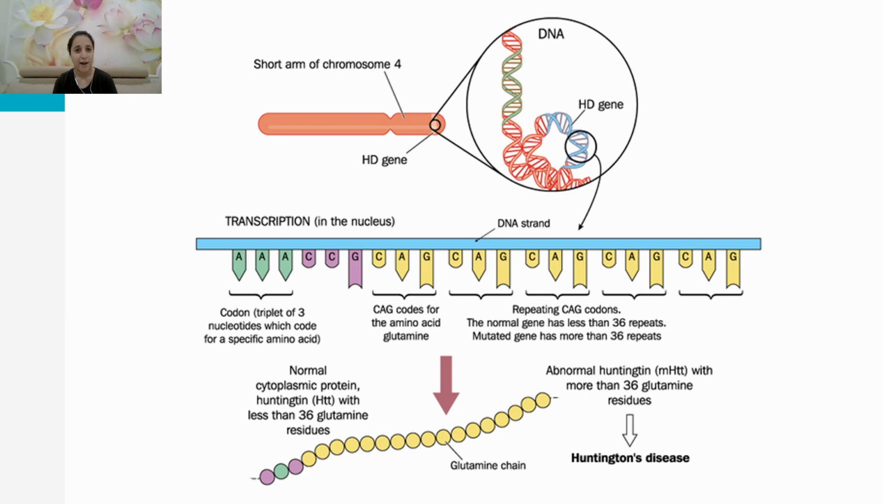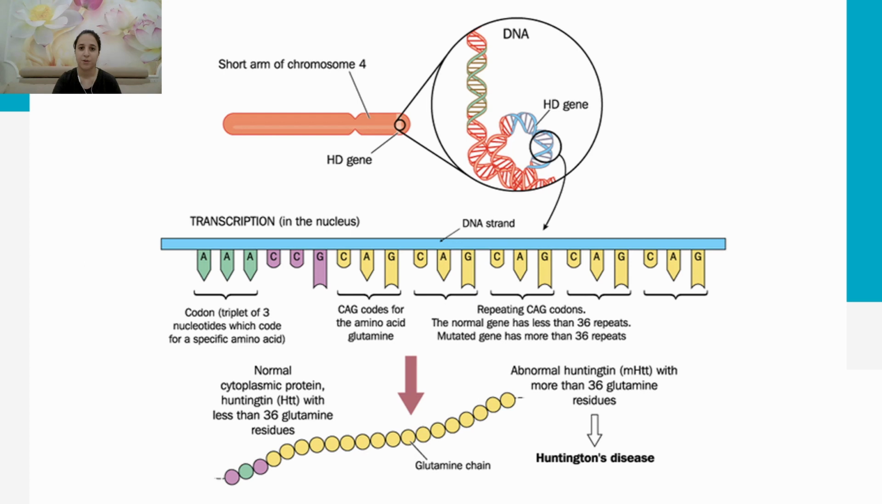The exact mechanism of how this protein affects the brain is not yet known, but it's definitely known that it is toxic for our brain and causes the death of nerve cells in specific parts of the brain.